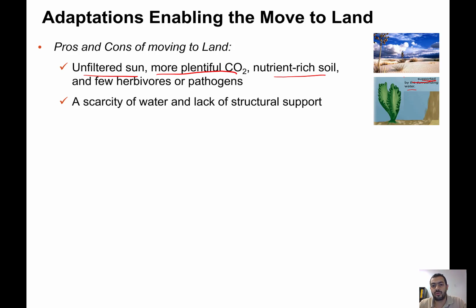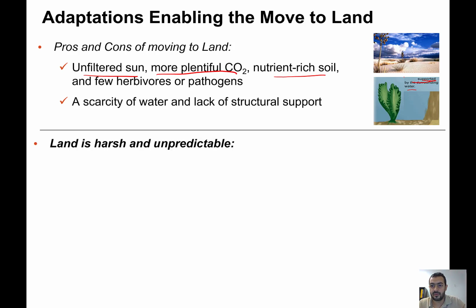The plants, by moving on land, they will lose this structural support by the water. And also, water is not only a structural support, it is a requirement for plants' growth. So by moving the land, they will have to evolve certain adaptations to get access to the water, which is more limited, obviously, than living inside the water itself. So this is like the big picture, the pros and cons of moving to the land. And let's move on to how plants dealt with each one of these difficulties.